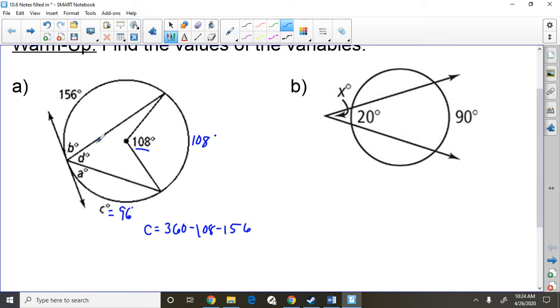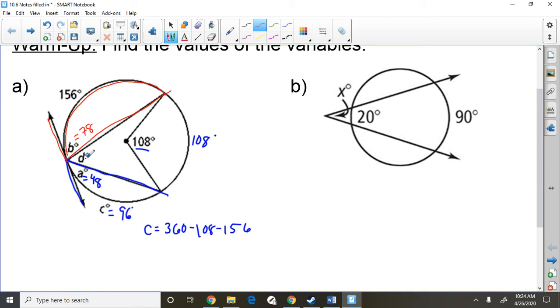Now we have all the arcs, and we can start looking at the angles. Angle A is formed by a tangent and a chord. And an angle formed by a tangent and a chord is equal to 1/2 the measure of its intercepted arc. So the intercepted arc goes from this point of tangency around to where the chord hits the circle. So A would be 1/2 of 96, which is 48. B is another angle formed by a tangent and a chord. So it would be 1/2 of its intercepted arc, which goes all the way around here. 1/2 of 156 is 78 degrees.